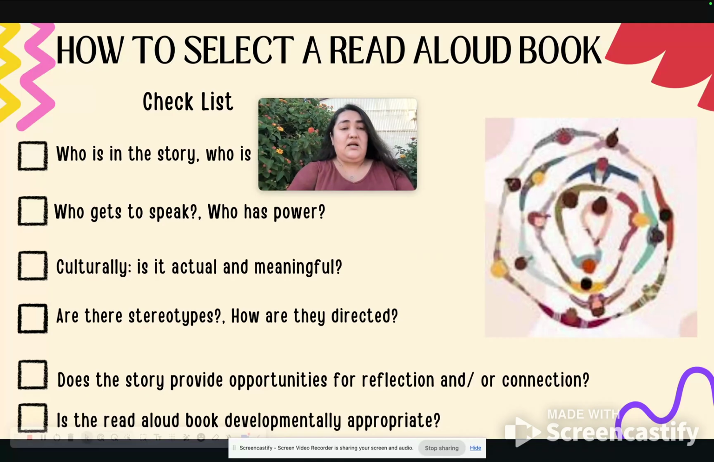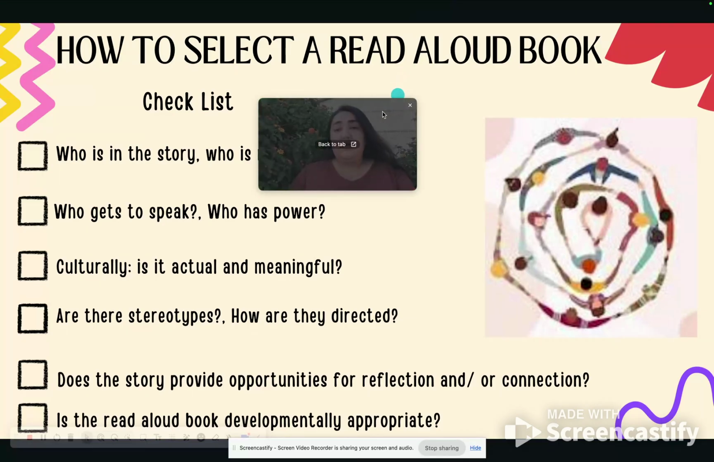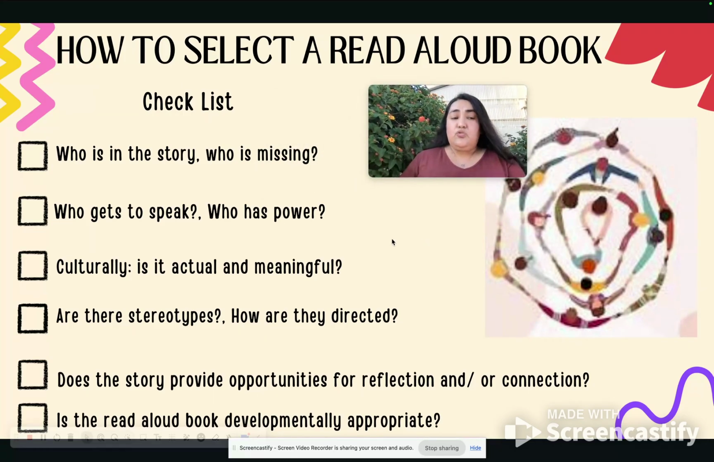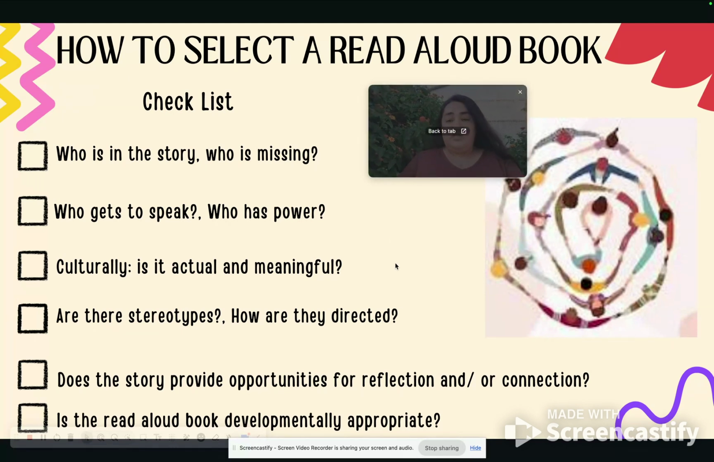So it has 6 different points on how you could quickly identify if a book is culturally responsive for the students. Like, who is in the story? These are questions you could ask yourself. What are the stereotypes, if there are any? How can you direct or redirect them for students?